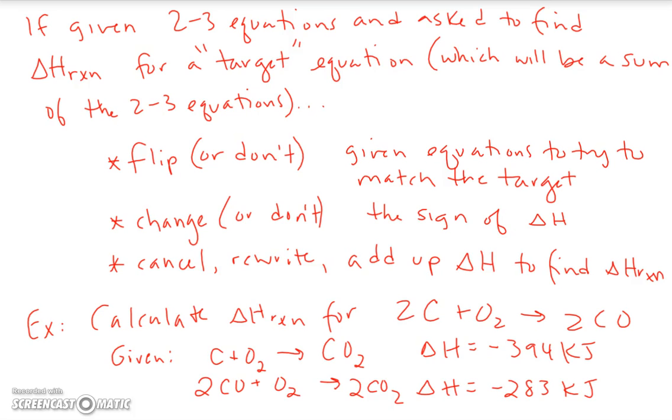So here's an example. If you're being asked to calculate the delta H of a reaction for 2C plus O2 turns into 2CO, this right here is our target equation. This is what we're trying to make our given equations match up to. You're given C plus O2 turns into CO2 with a delta H of negative 394 kilojoules. You are also given 2CO plus O2 turning into 2 CO2 with a delta H of negative 283 kilojoules.